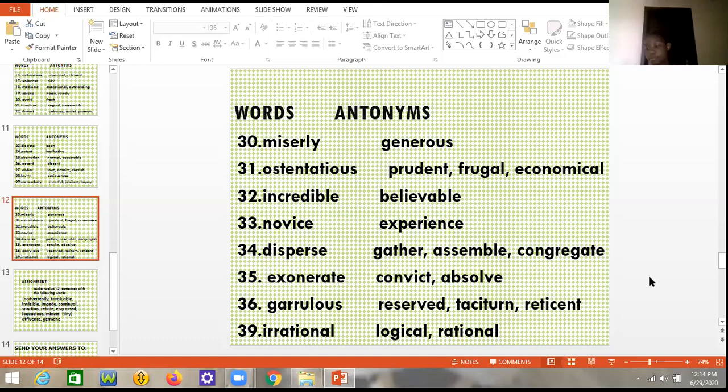A loud person. Irrational. Somebody that does not do things with what? With logic or in a rational way, without thinking. So irrational, logical, opposite, rational.